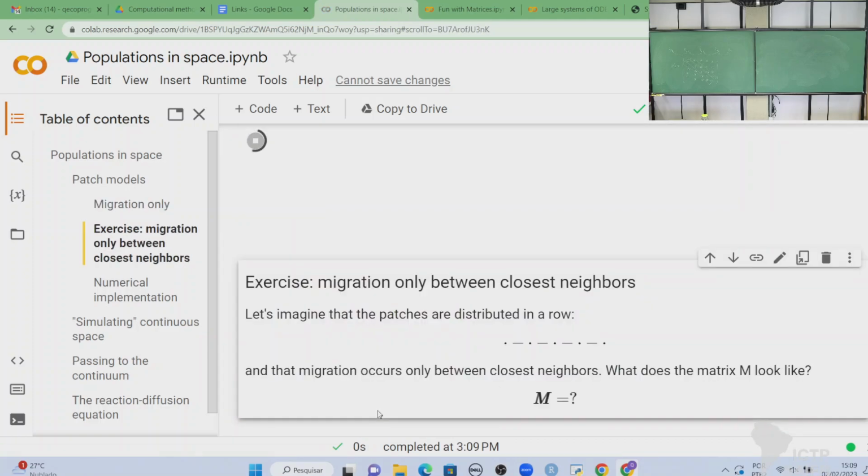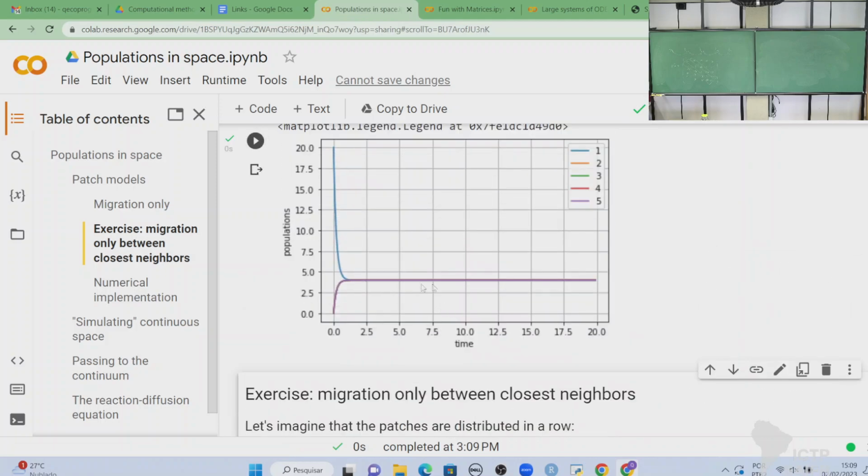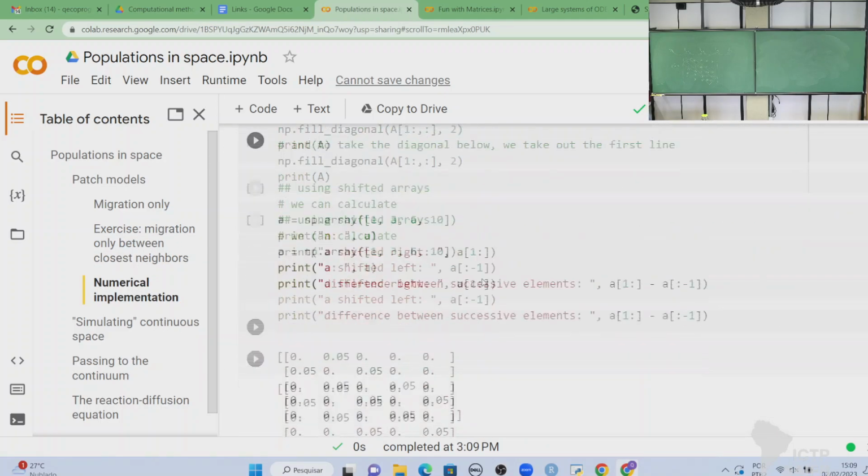So what happens here is that all of them go to 4 pretty quickly, and you see that there's the patch 1 that starts with 20, and all the other 4 patches go in exactly the same trajectory, okay? They all go to 4 together, right? So they are all receiving population at exactly the same rate at the same time, okay? Yeah, because they are all equally connected to the patch 1 that has 20 individuals, right?